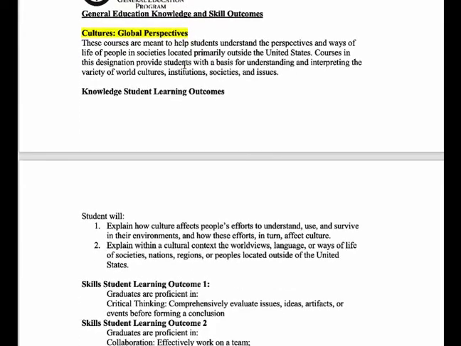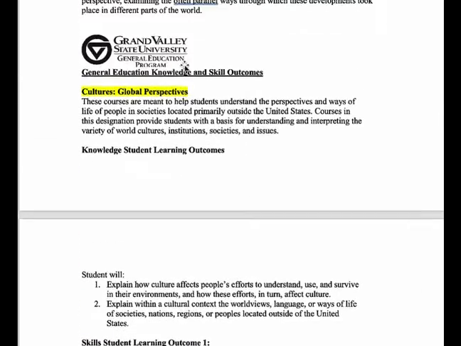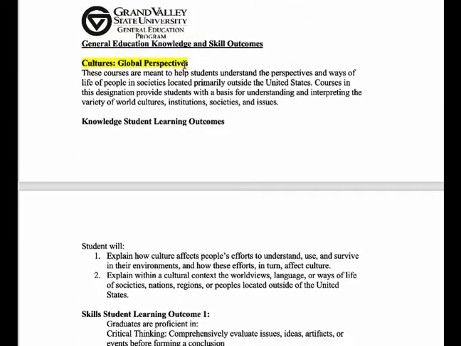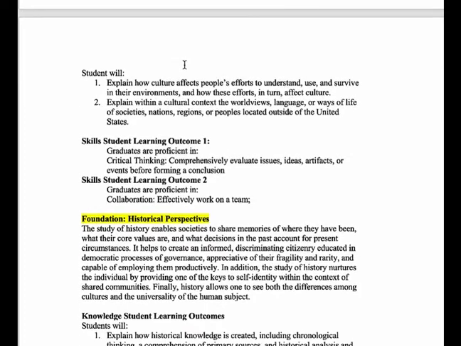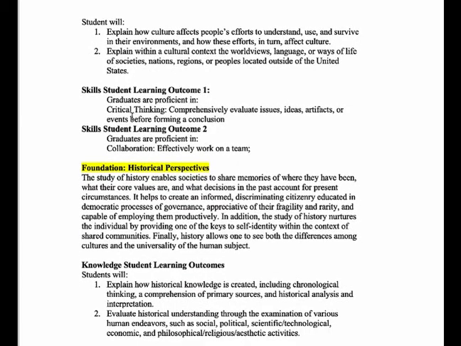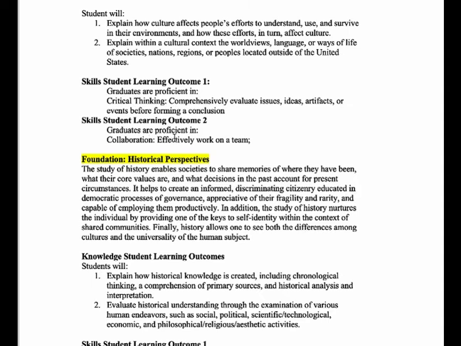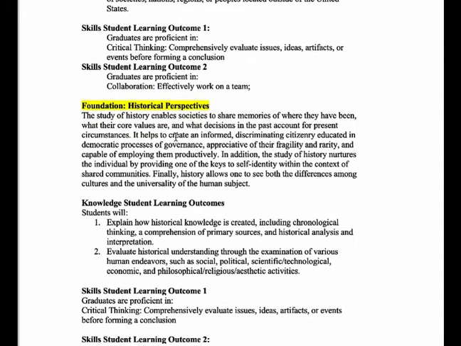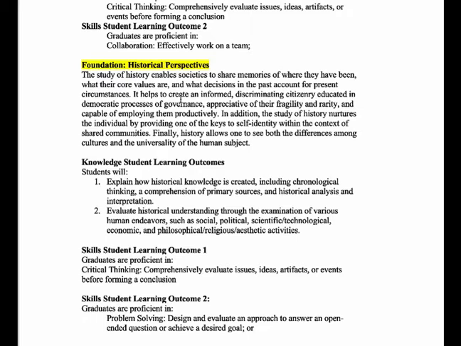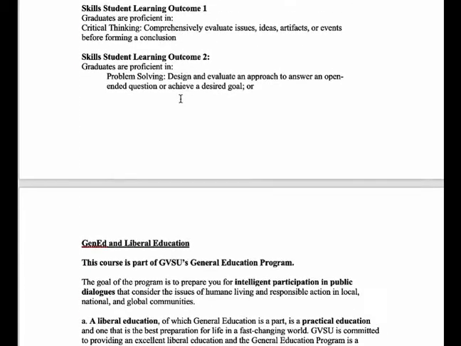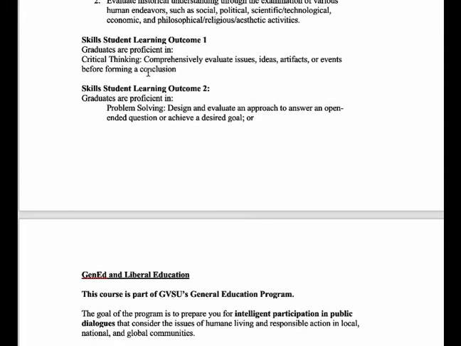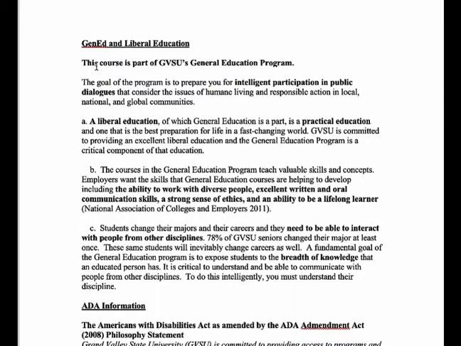You can look at these Gen Ed skills on your own, read them in more detail. In terms of the skill goals, you'll see that critical thinking is one. Another one here for global perspectives is collaboration. That's one of the reasons why I have a group project, so that we'll fulfill that Gen Ed requirement. Problem solving is another skill that you're going to get over the course of the semester.